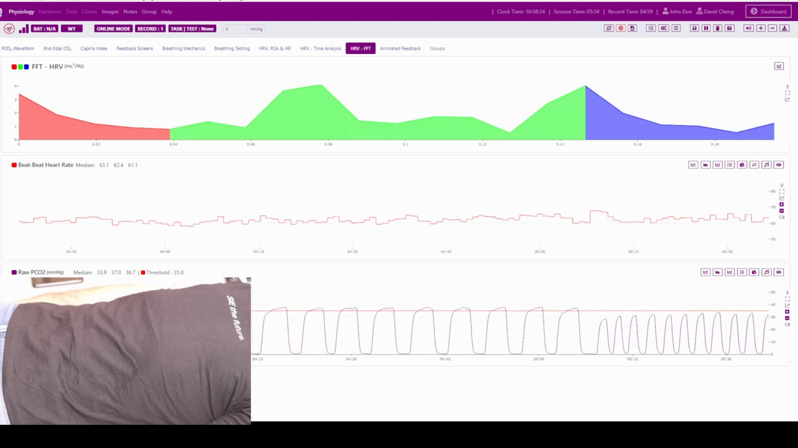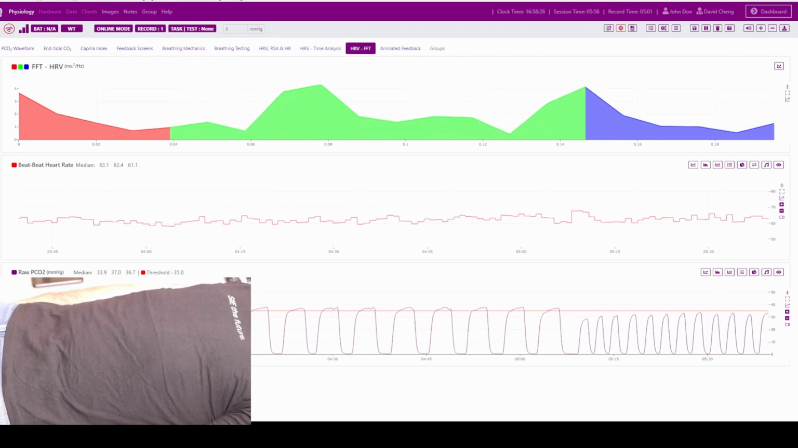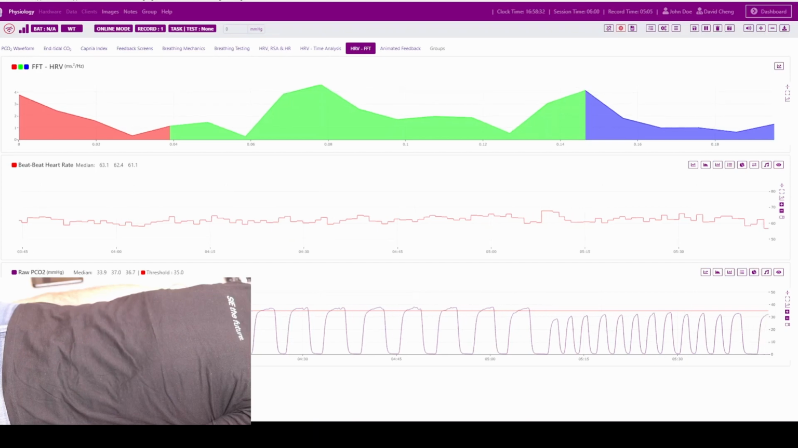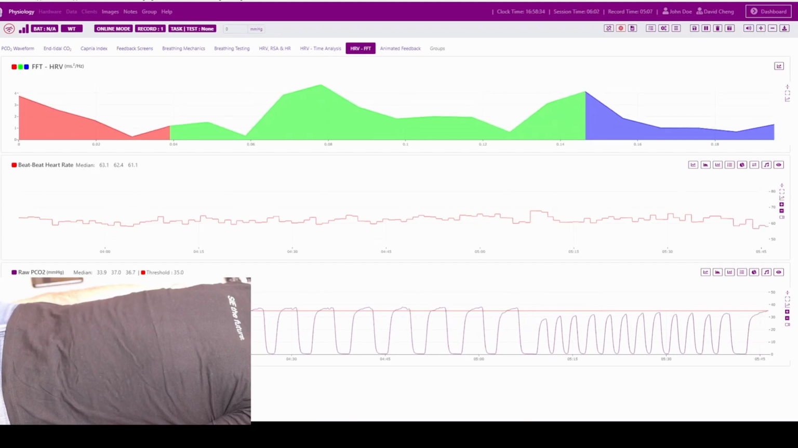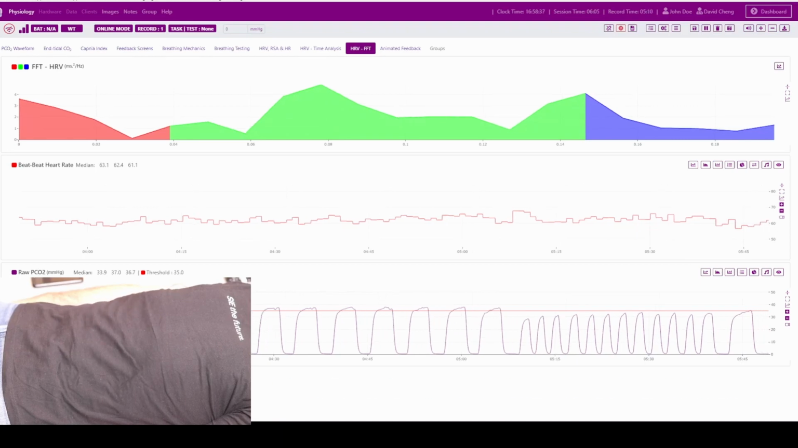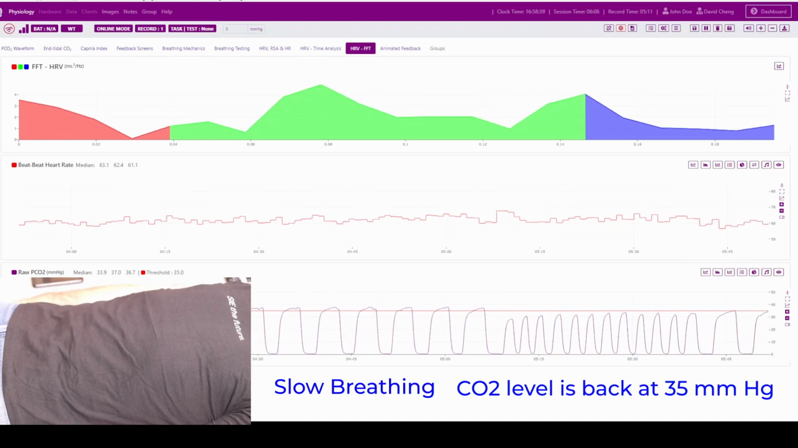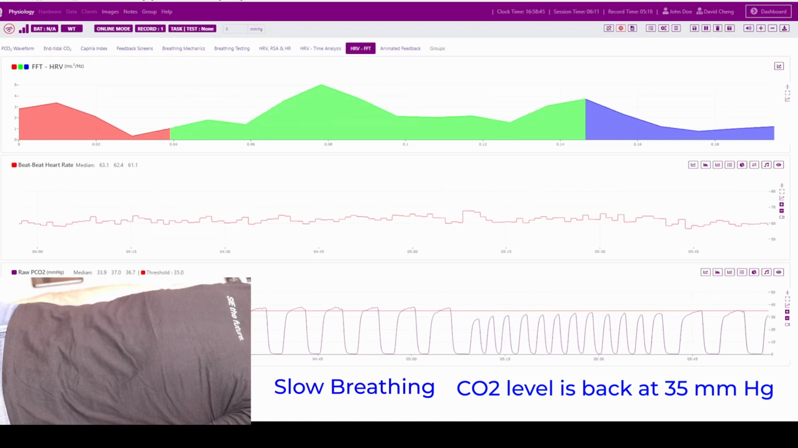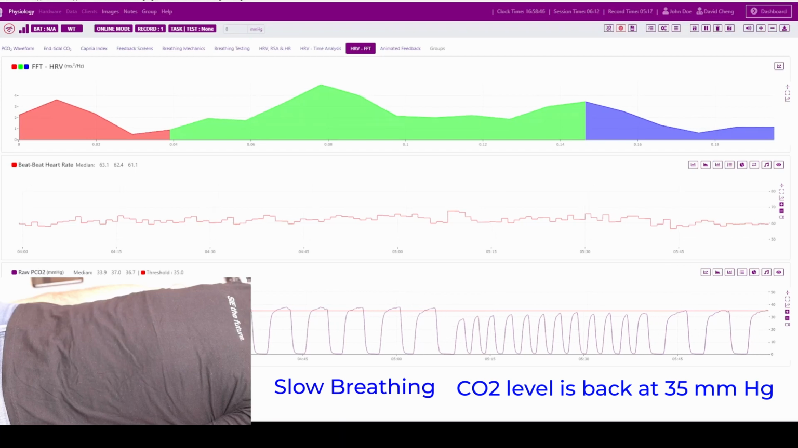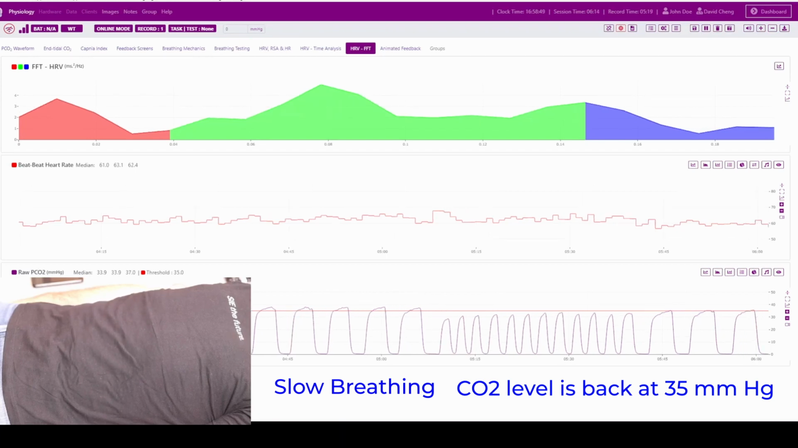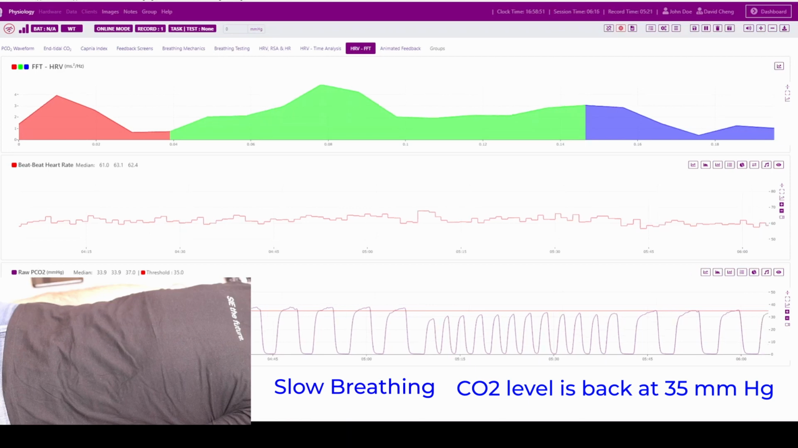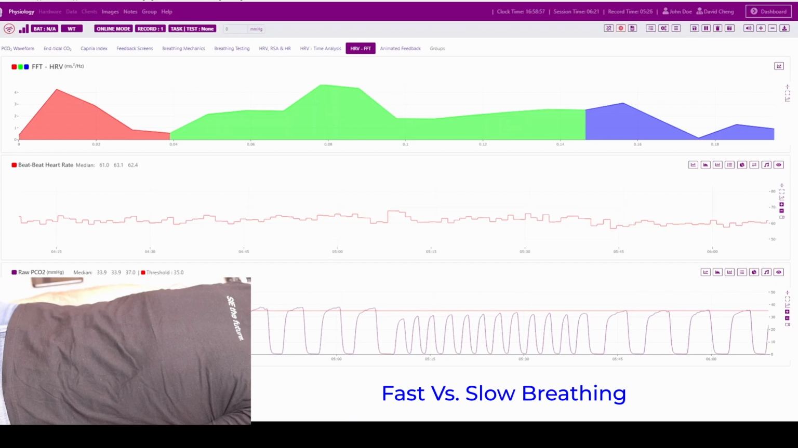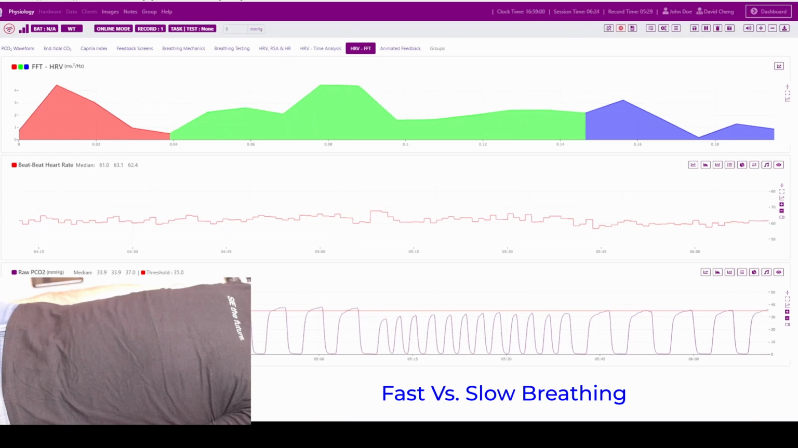Okay, so John, just slow down your breath a little bit now. You can see what happens to his carbon dioxide level, it's actually coming back to 35. He's doing really well at this point in time. You'll also notice the heart rate variability amplitude is going up as well. That means the difference between the high and the low. So that's a demonstration of fast versus slow breathing.